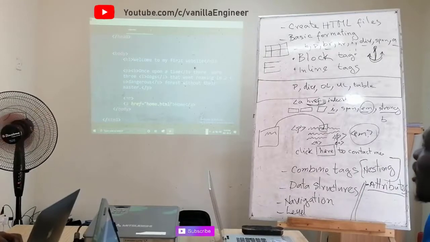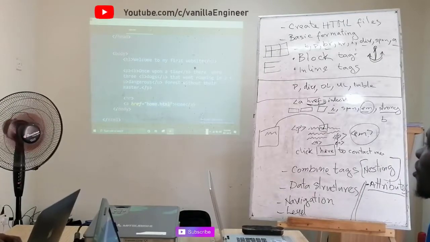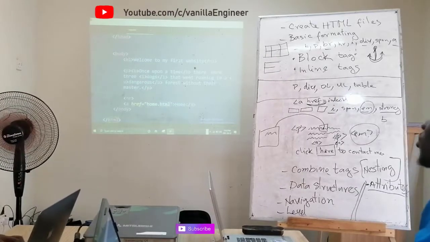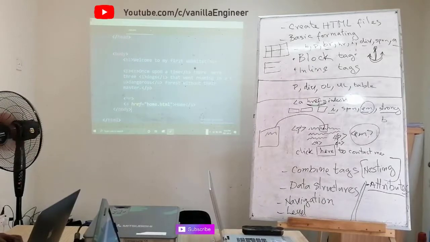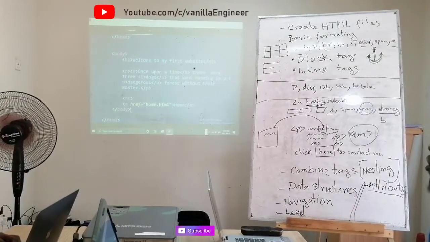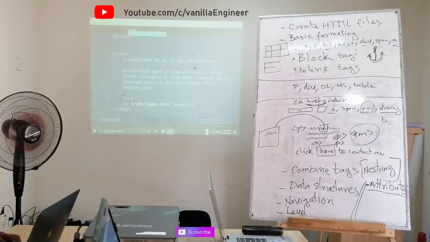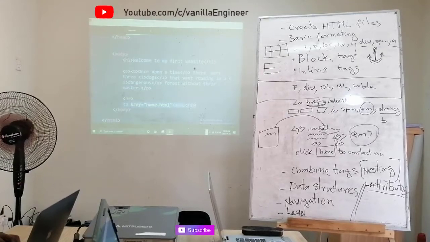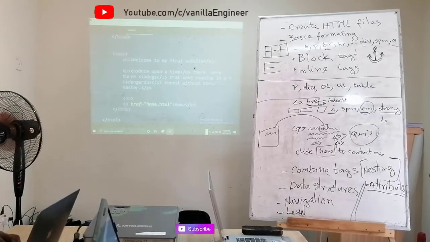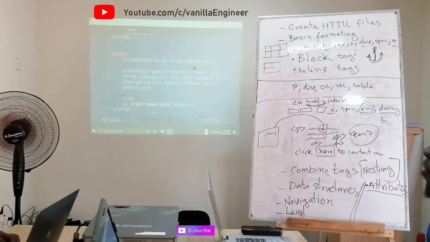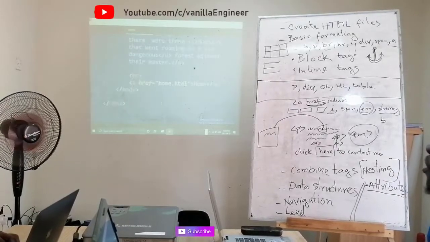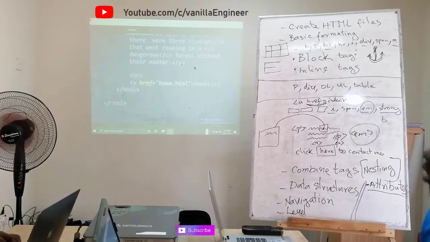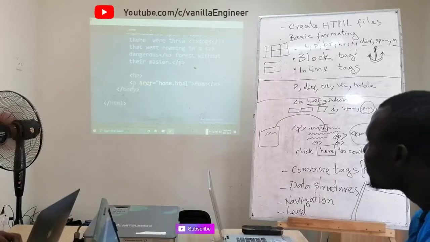The apostrophe. Single quote or double quote, yeah, double quotes. So we say home. So we are inside index.html. From index.html, we are adding a link to home.html. Can you see? Let me zoom it again. Are you done writing it?